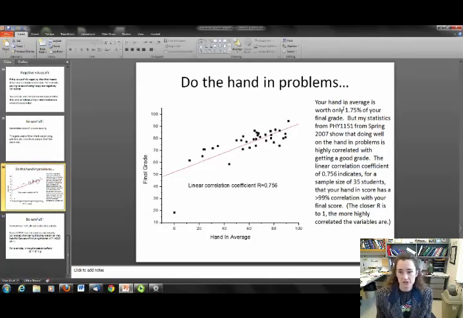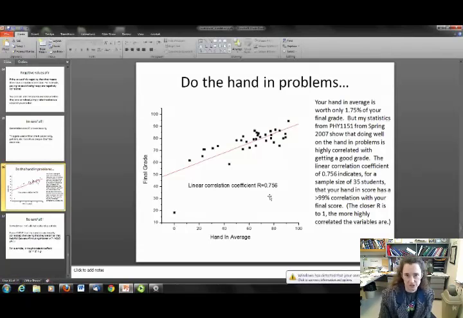So what I said was, well, you need to do your hand-in problem. Look, here's the hand-in average from a previous year. Here's their average on the hand-in problems, and here's their final grade. Here's the linear regression of that, and the linear correlation coefficient is 0.76 for a sample size of this bit. That's 99% correlated. So if you do your hand-in problem, you'll do better on your final grade, right? Even though it's only a very small percentage.